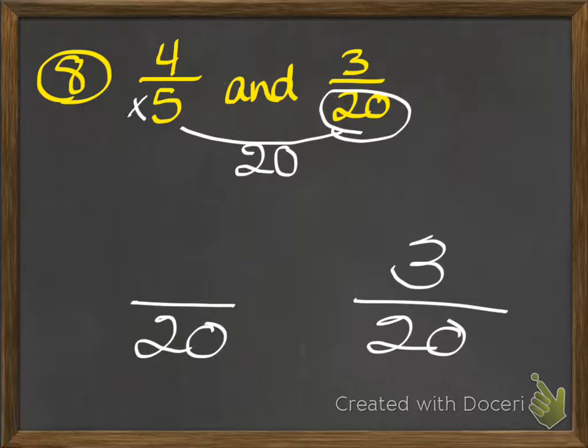To get 5 to 20, I have to multiply it, not times 5, times 4. So I multiply the numerator by 4, and 4 times 4 is 16. Okay, so we have a common denominator and we've renamed the fractions.